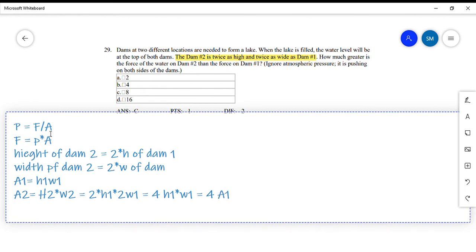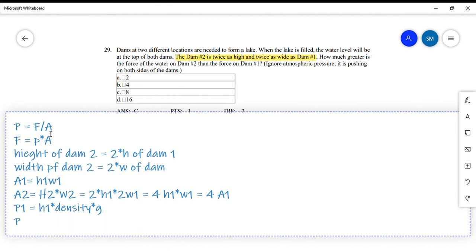Okay, let us calculate the pressure. P1, or the pressure on the first dam, is equal to H1 times the density times G, or the gravity. This is P1.